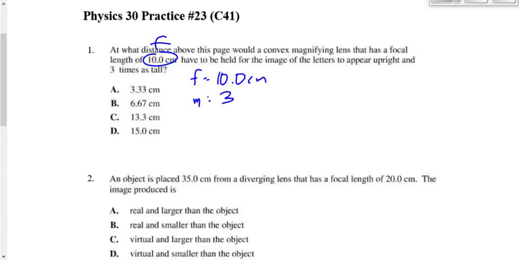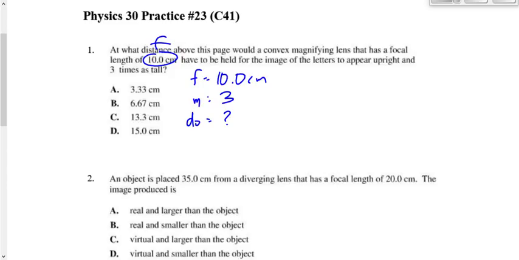What are we looking for? At what distance above this page would you have to hold it so that the letters would appear 3 times as big? No, we're not looking for the image distance. We're looking for the object distance, right? The page is the object. The letters on the page are the object that we're trying to magnify to be 3 times. Where do you need to place that object to produce an image that's 3 times as big?